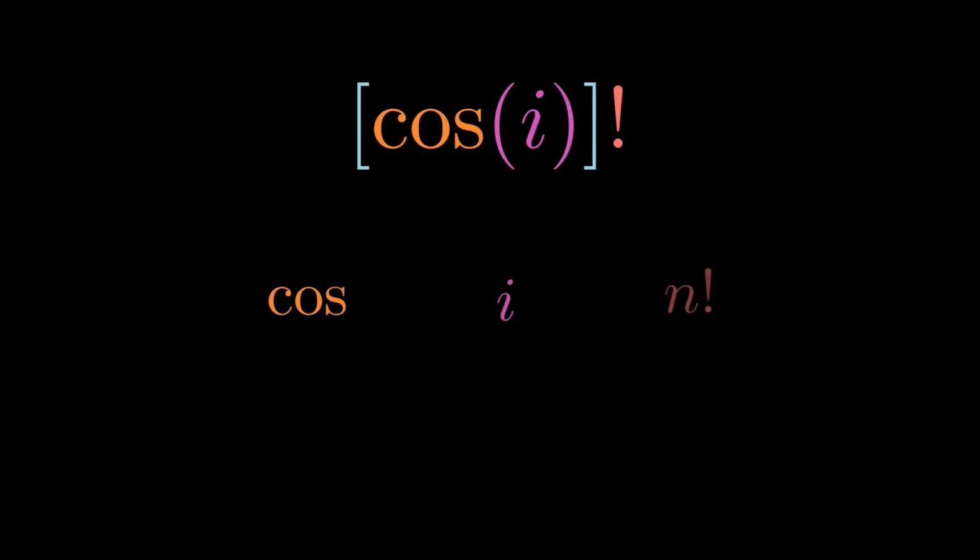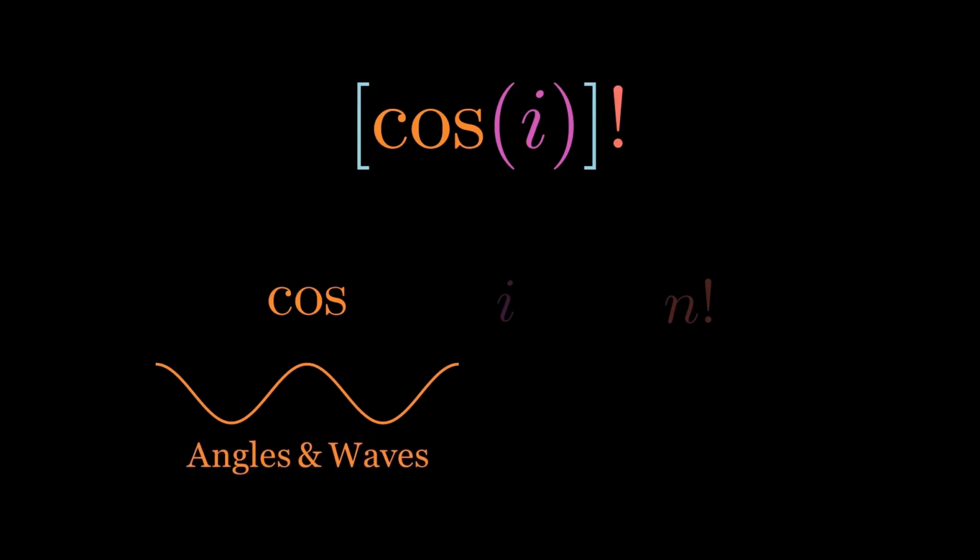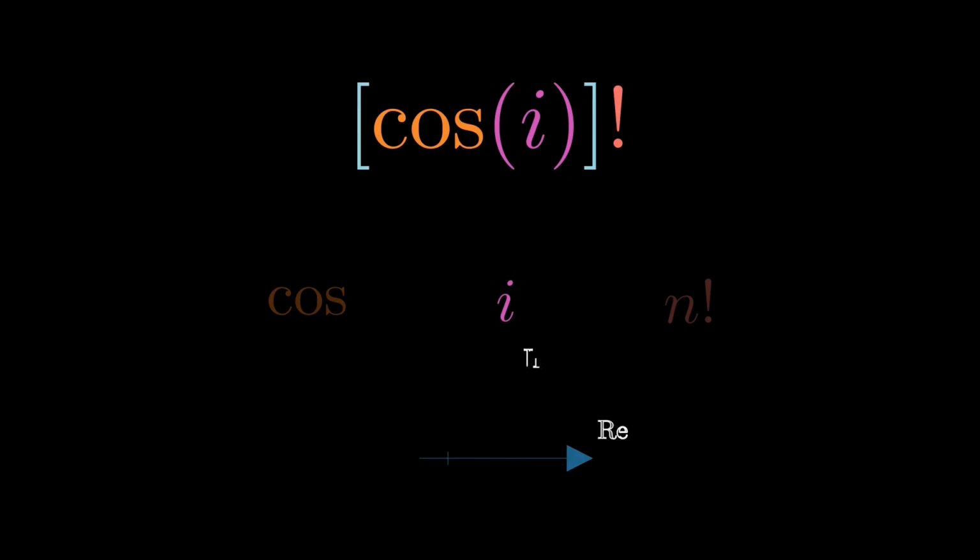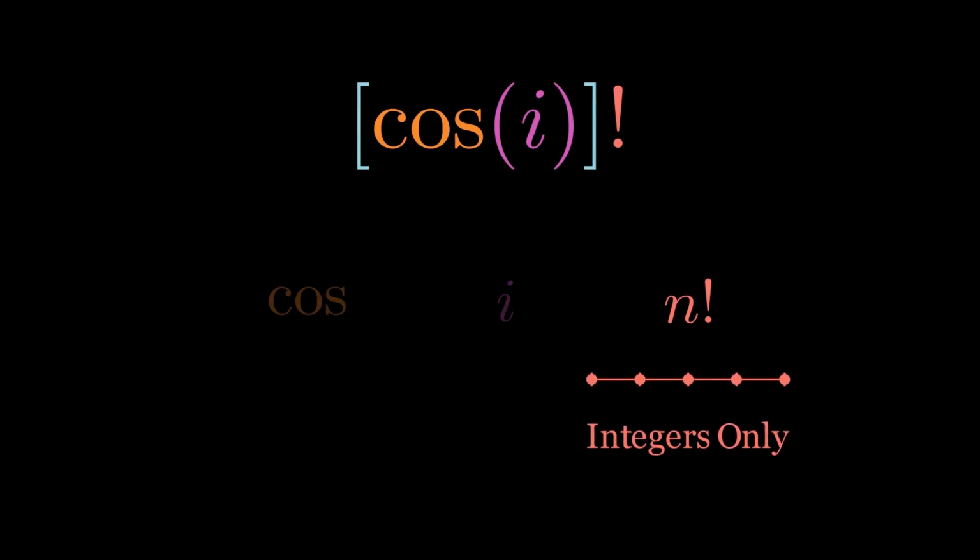At first glance, this expression looks like mathematical nonsense. Cosine of i factorial. We are forcing together three contradictory worlds. We have cosine, which is usually for angles and waves, the imaginary unit i, which doesn't exist on the real number line, and the factorial, which is strictly for counting whole numbers. How do you calculate the factorial of an imaginary angle? It feels illegal, but surprisingly, this has a real solution.